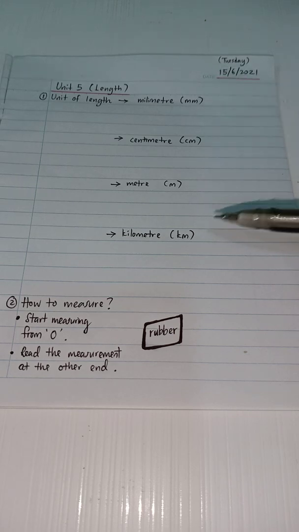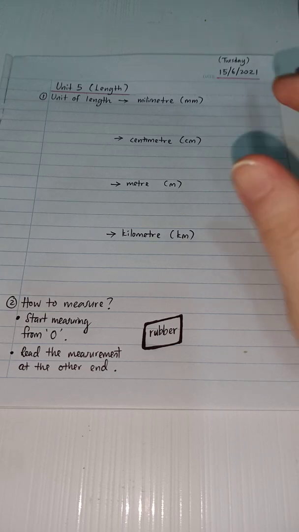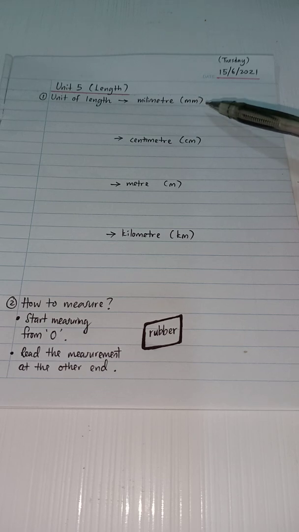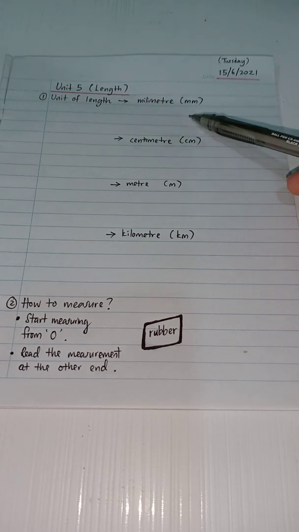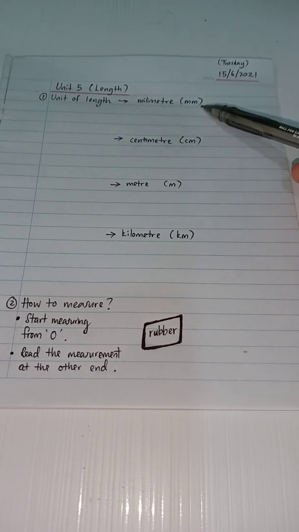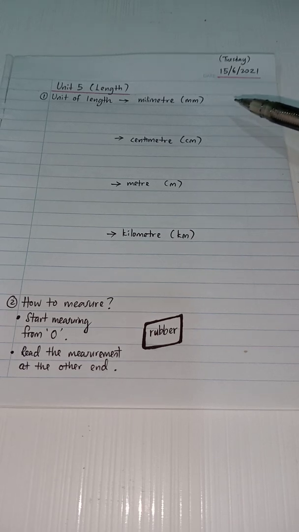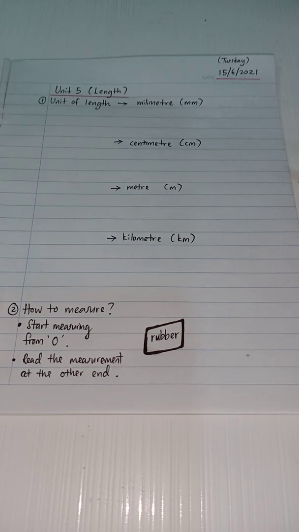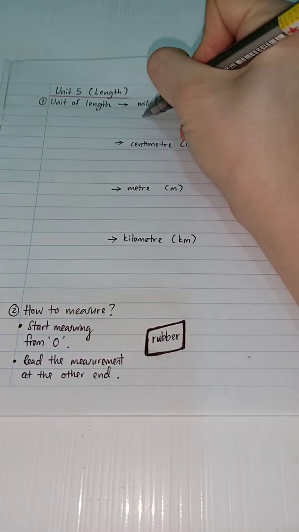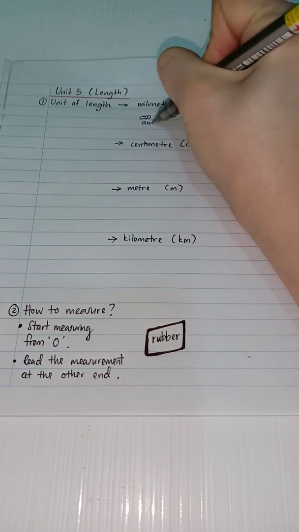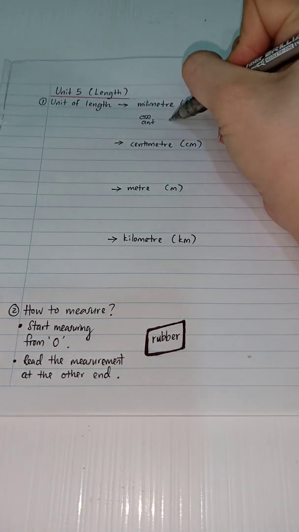There are 4 units of length, okay? Simple one, this is the basic. The first one is millimeter, and the symbol that we use is mm. Normally, millimeter is for measuring the smaller size of objects, like the ant, small things, right? And what else? Nails.